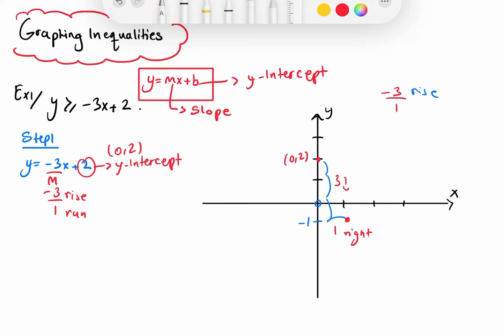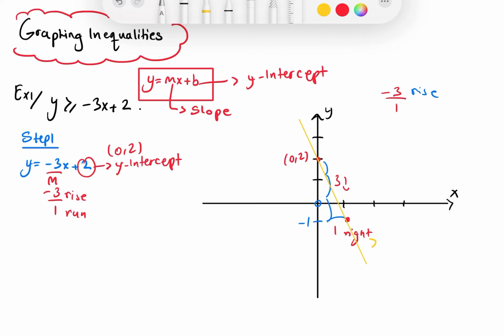All right, the next step is to just connect these 2 points. There we go. Let's use a ruler. So let me bring the ruler out. There we go. All right, there you go. So as you can see now, this is the linear function graphed.